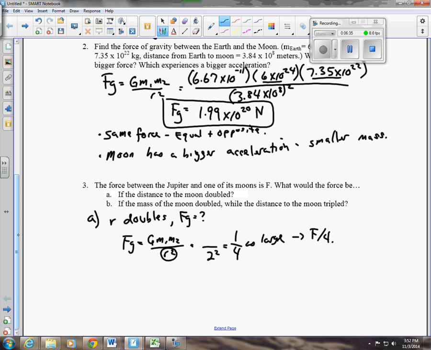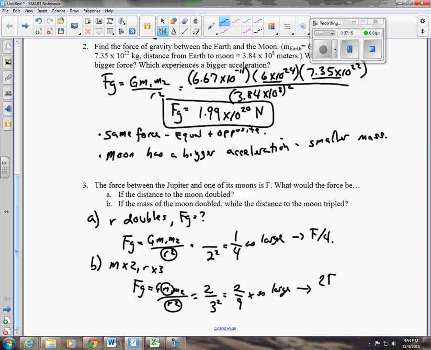For B, we're going to have one mass double and R triple. And I want to know what's going to happen. I just look at the equation again. You're changing one of the masses, doubling it, and tripling the R. So that would be 2 on top because I'm doubling one of the masses. And I'm tripling the radius, so I've got to remember to square that. So it's going to give me 2 over 9 times as large. So that means 2 out of 9.